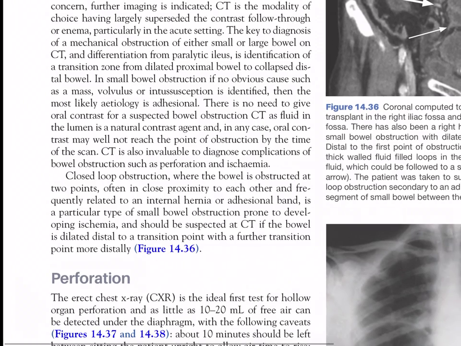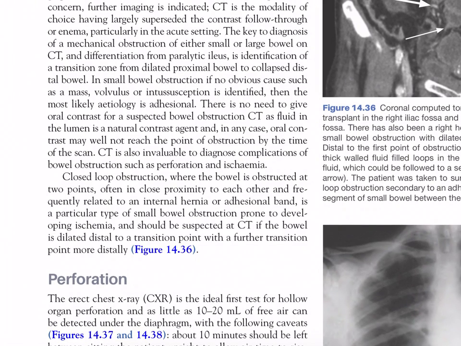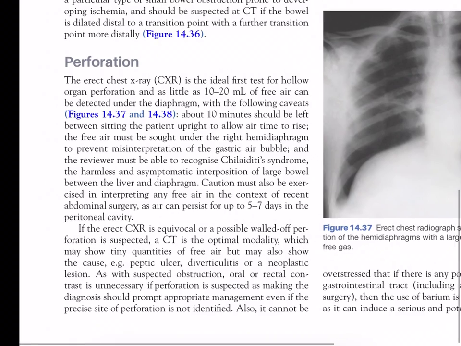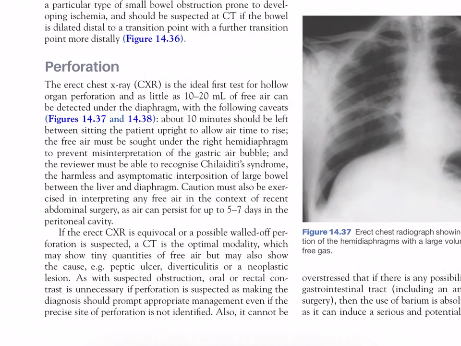Closed loop obstruction, where the bowel is obstructed at 2 points, often in close proximity to each other and frequently related to an internal hernia or additional band, is a particular type of small bowel obstruction prone to developing ischemia, and should be suspected at CT if the bowel is dilated distal to a transition point with a further transition point more distally.